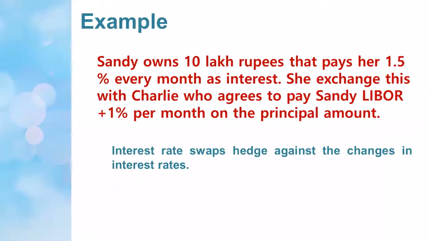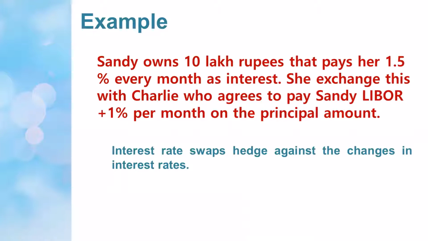Moving further, I put an example here which will help you to understand. This is a simple example. See here, Sandy, this is our one party. Sandy owns 10 lakh rupees that pays her 1.5% every month as interest. So 1.5% of her principal amount of 10 lakh as interest. So what will be the nature of this? Yes, the nature is fixed interest. Now she is expecting that in future this 1.5% is going to decrease. But she has no option. She has to continue with that till the maturity period of this loan.